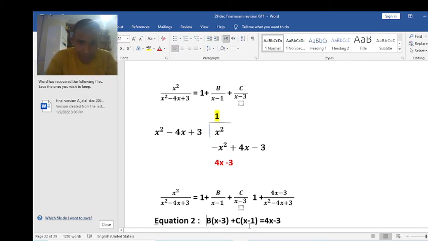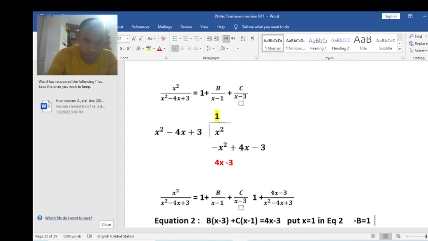Now to find B and C, it's very easy. Just we'll put x equal 1 in equation 2. We'll get B times 2 minus 3, which is minus B, equal to what? 4 multiplied by 1, it will be 1, equal 1, okay? Therefore B is equal to negative 1.